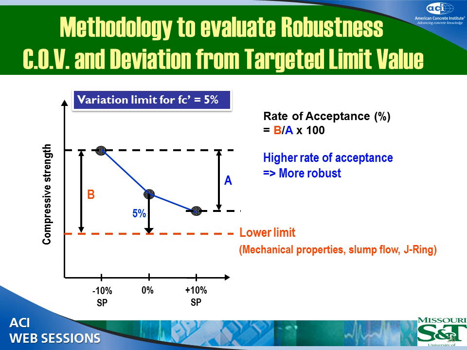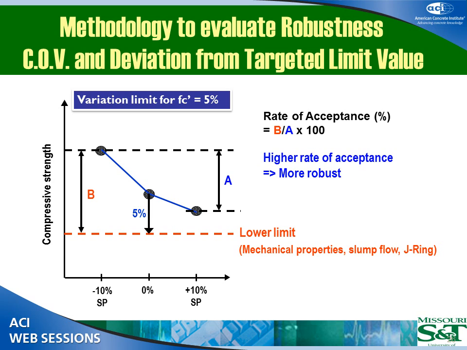So if we say, for example, at 7 days I'd like to have 30 megapascal, so this would be 33 megapascal, or 32 megapascal, this would be 5% from the minimum. So we had minimums for all mechanical properties. Slump flow had to have a minimum value, for example 600, and the J-ring also had to have a minimum value. So as you are adding more superplasticizer, you have some deviation from the maximum value, and as you're reducing superplasticizer, you have a deviation from the minimum target, and we developed a ratio of this B divided by A, and we call that acceptance rate.